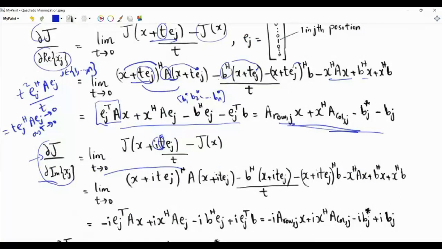Now, same story. In the numerator, there will be terms that are cancelled. For example, x Hermitian Ax will go with this guy. B Hermitian x will go with that guy. Minus x Hermitian b. Then here we have plus x Hermitian b. Then we will have quadratic terms. So for example, when we multiply this by this, there will be a t squared. No problem. The same story as upstairs: you have t squared, you divide by t, that's a t. Eventually, you will take the limit as t tends to 0, and so this will go to 0.